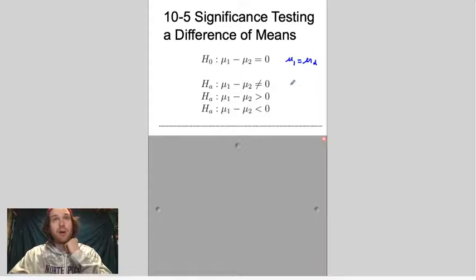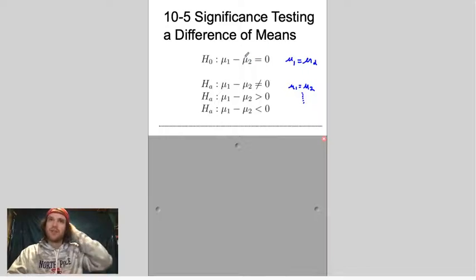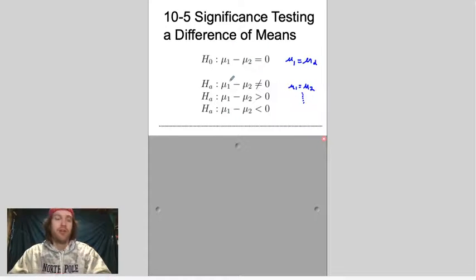And the alternative hypothesis is, well, they're actually different. Or, well, they're actually greater. Mu1 is actually greater than mu2. Or, well, mu1 is actually less than mu2. So these are kind of how we think about them in our head. This is how we state them as hypotheses. So if the difference is 0, they are the same. Okay, let's go ahead and cruise on.